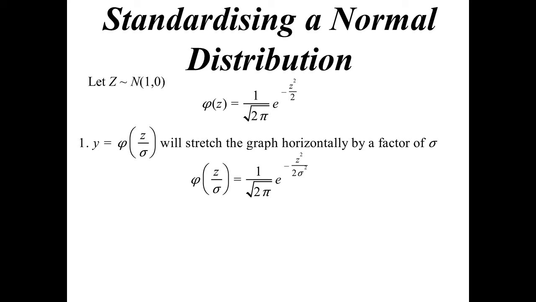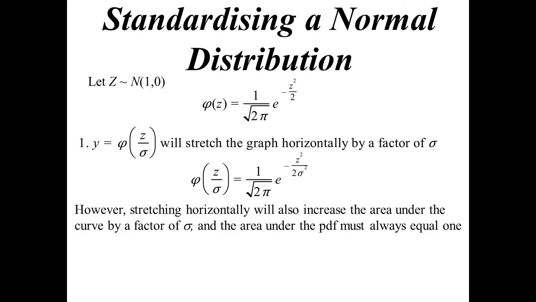You may recall that if we divide the x value, in this case the z value, then it's going to be a horizontal stretch by a factor of sigma. So my function now becomes 1 on root 2 pi e to the minus z squared on 2 sigma squared. But if I stretch that curve out, I'm going to change the area under the curve. Imagine it was a rectangle. At the moment it has an area under the curve of 1, because we know all the probabilities add together to give 1.